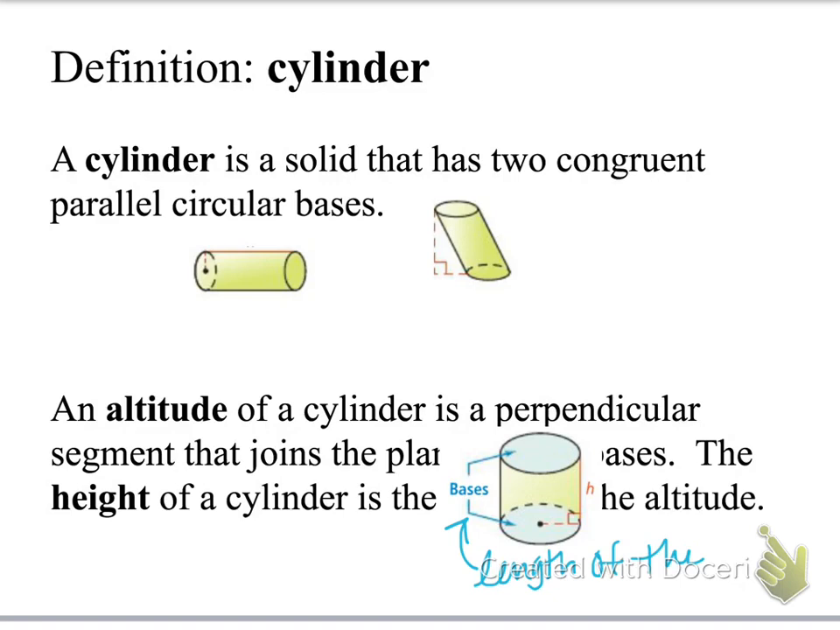The altitude is a perpendicular segment that joins the planes of the bases. The height of the cylinder is the length of the altitude. My picture accidentally copy and pasted in the words. It was supposed to say length of the altitude. So the height is going to be what connects your two circles together.